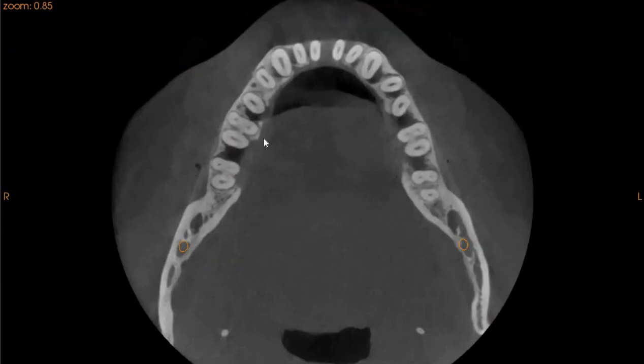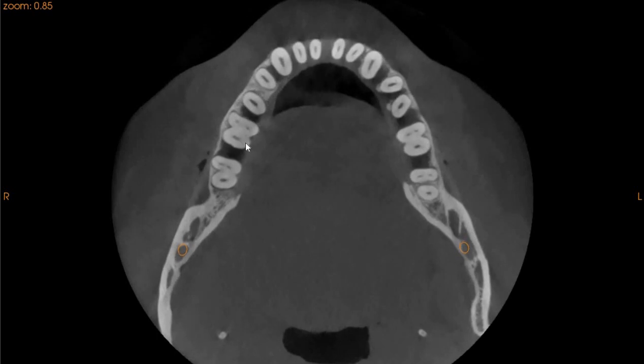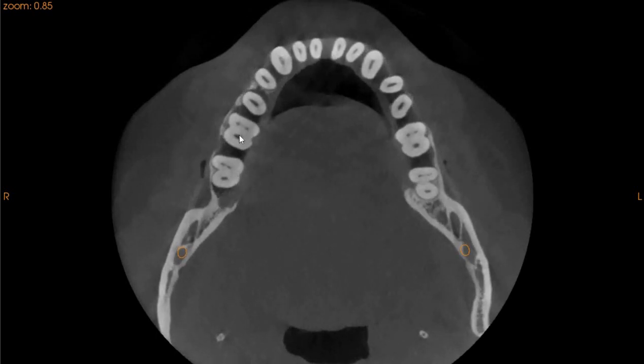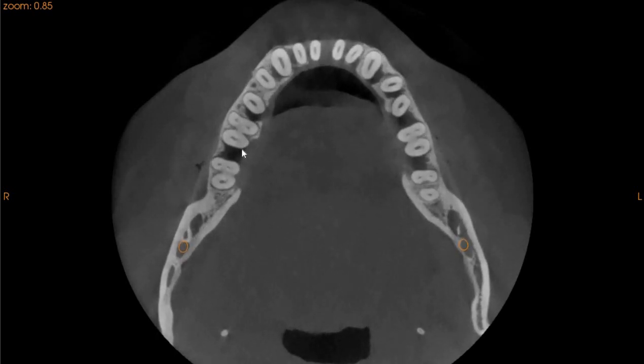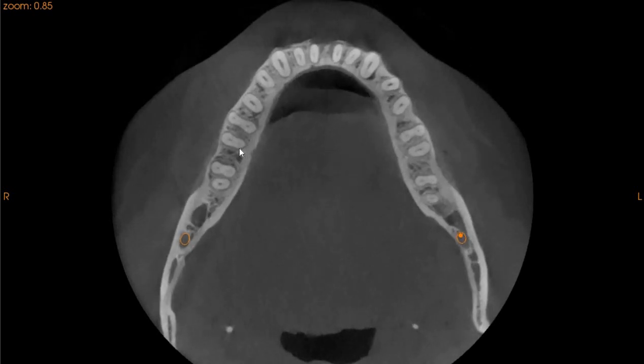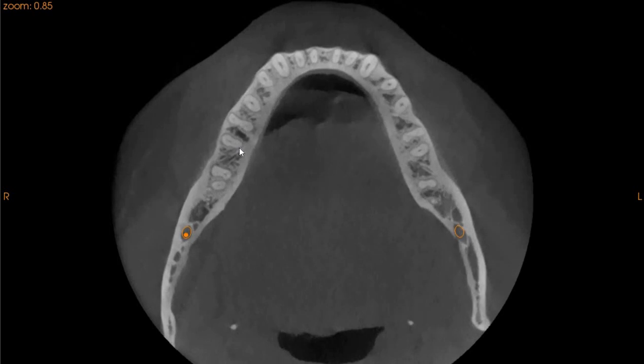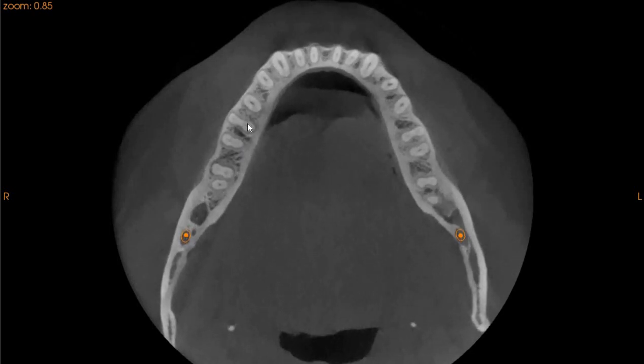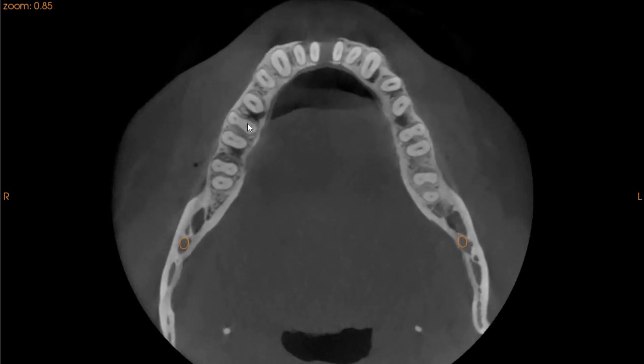Taking you to the axial view, this is the axial view of the lower right side. So this is how the canal starts as one in the distal, converts into two separate canals here, and then eventually joins to form one at the apex. The mesials are two separate canals.